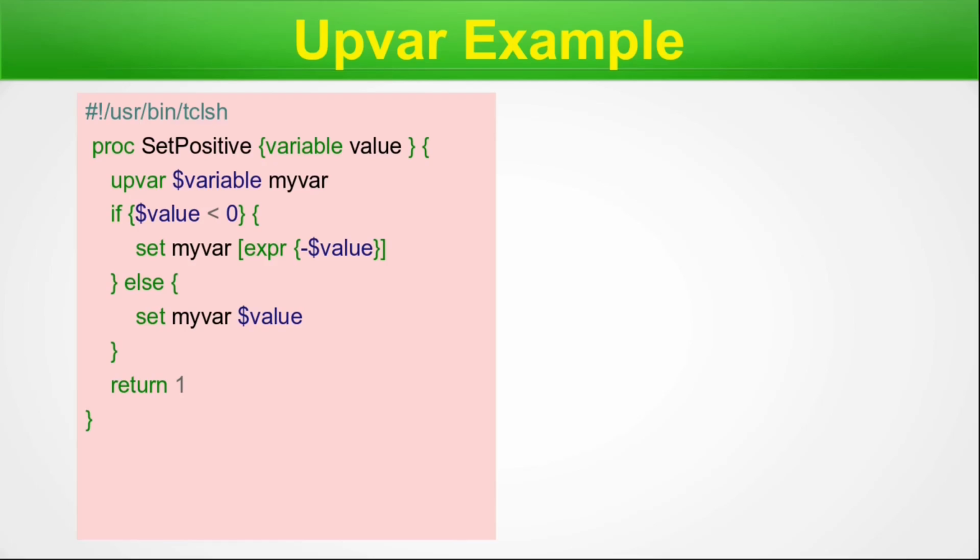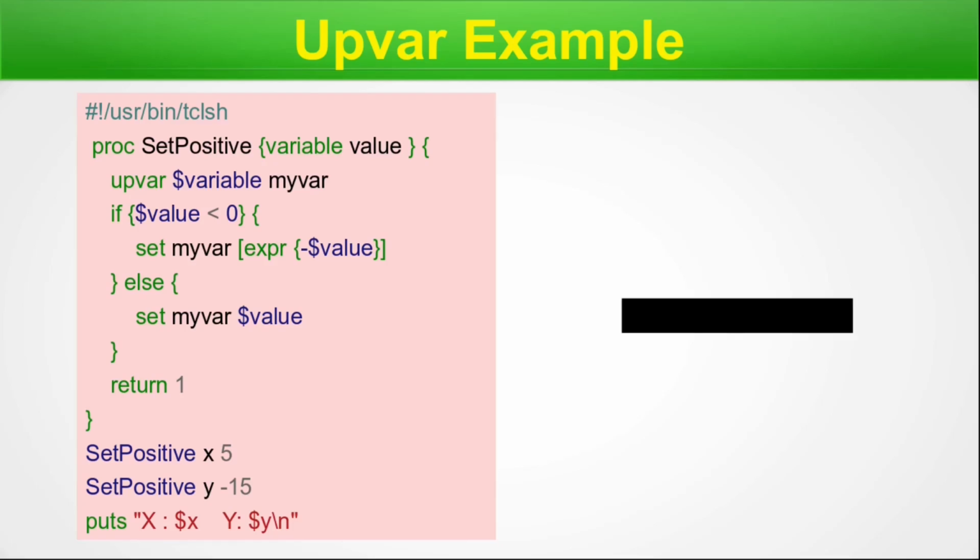So now is the time to use this particular procedure. We use set positive x and the value is 5, and set positive y with minus 15. Then we print the values to our screen. Now let's see what happens. When we execute the entire script, the output comes as x 5 and y 15.